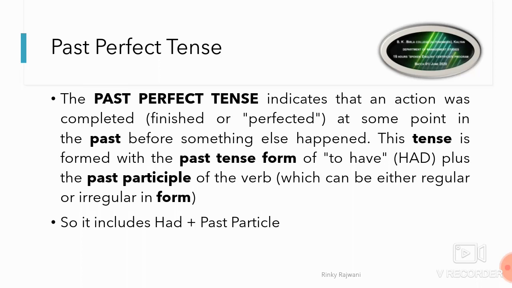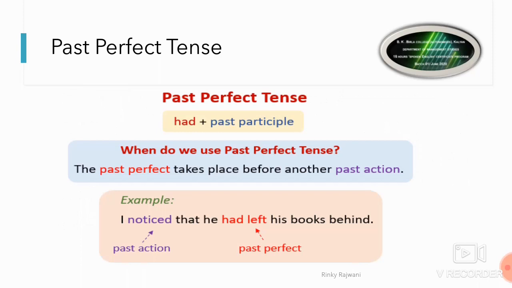Correct? So the action has been finished or the action has been completed. Hence it is called as past perfect tense. So how to identify this as past perfect tense? With the help of had plus past participle. Let's see this past perfect tense. As we have said, had plus past participle. When do we use this past perfect tense? The past perfect tense takes place before another past action.